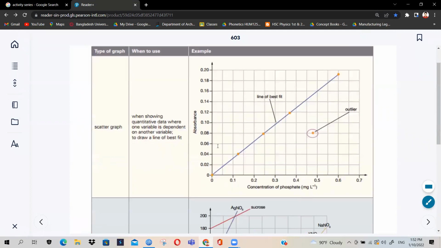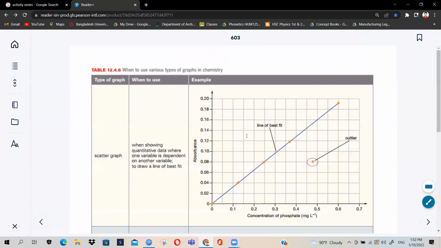And the line of best fit. Have you studied regressions already? Yes. Okay, that's good. That's good.